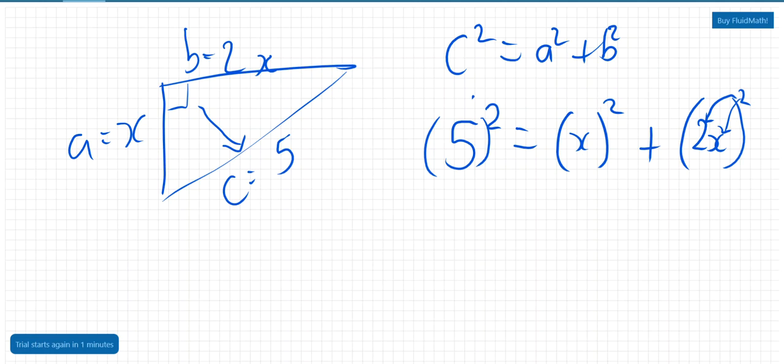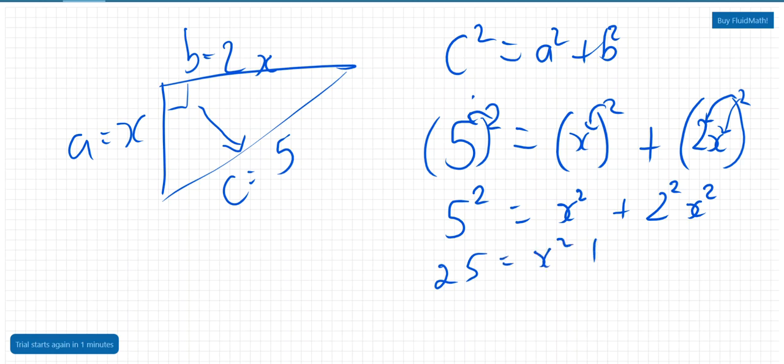Okay, and the same thing here. The X here and the 5 there. So I end up with 5 squared is equal to X squared plus 2 squared and X squared. So they all get squared each. Now square all the numbers that we have. So 5 squared is 25 equals X squared plus 2 squared is just 4, and then I have my X squared there. We don't know what X is, so we can't get a number for X.